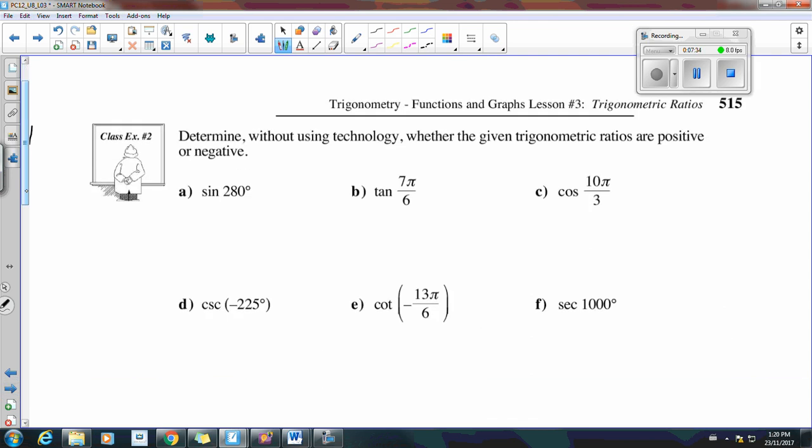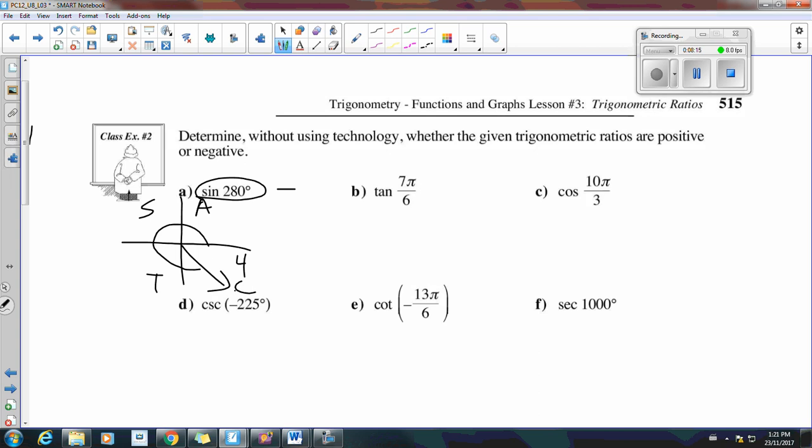So, determine without technology whether the given trigonometric ratios are positive or negative. So really, in order to do this, all we need to do is figure out in what quadrant we end up in. So sine of 280, well, where is 280 degrees? Well, that's 180, 270, 280. It's somewhere here. That is in quadrant 4. Well, there's a C in quadrant 4 there, add sugar to coffee. That tells us that only cosine is positive in quadrant 4. We were asked about the sine of positive 280, and it must be negative.